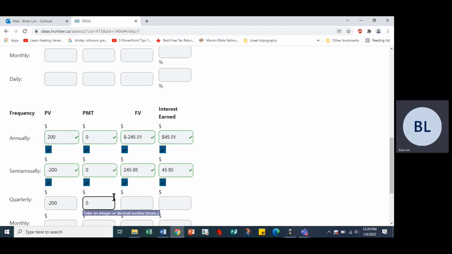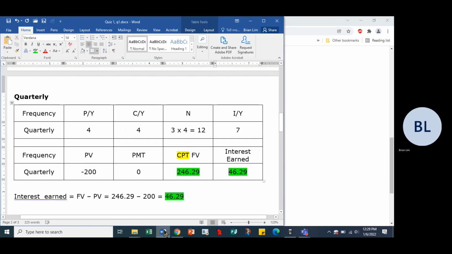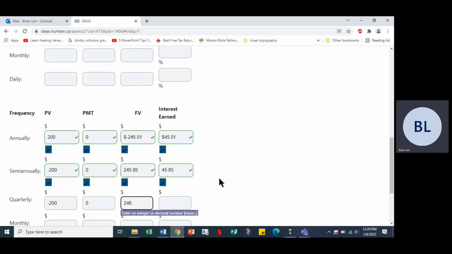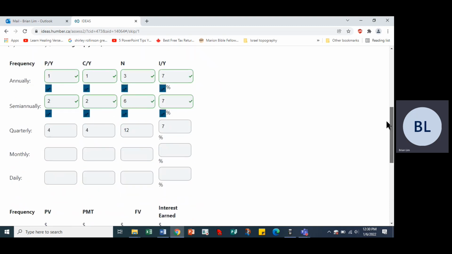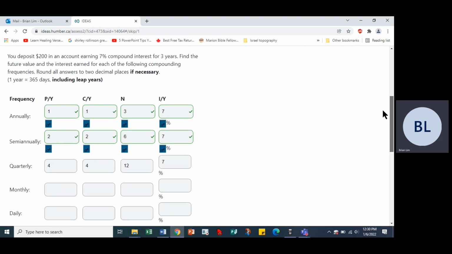All right, payment is 0, and we got 246.29. All right, so there we are, 246.29, and the interest earned is 46.29. Okay, now this value has to be positive, of course. It's interest earned, so that number must be entered as a positive number.